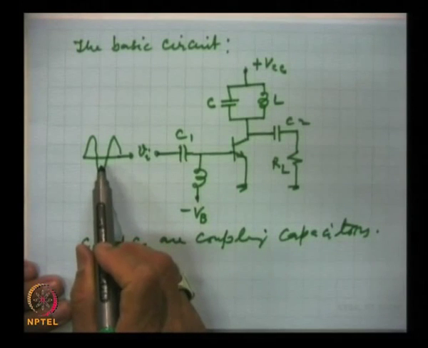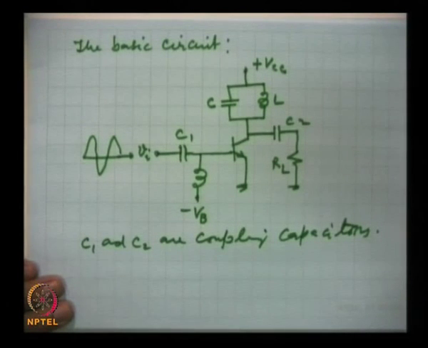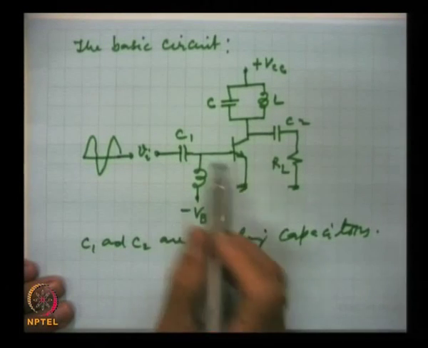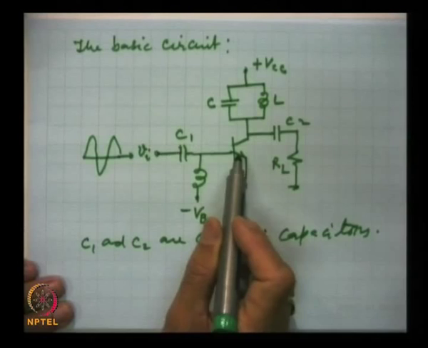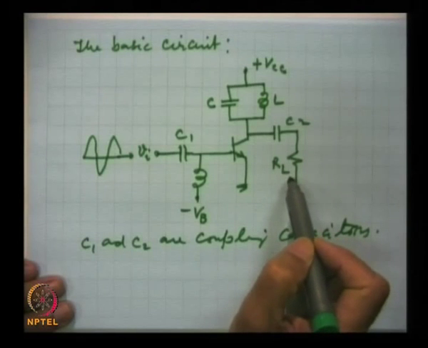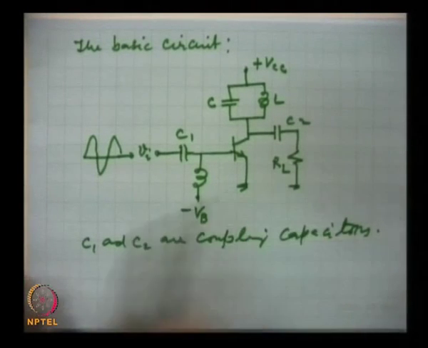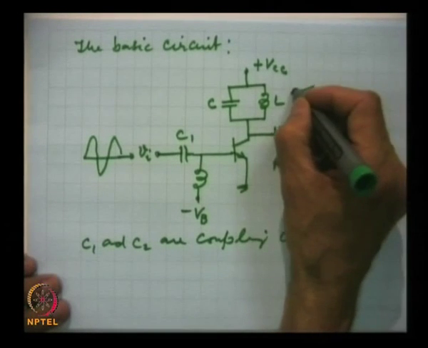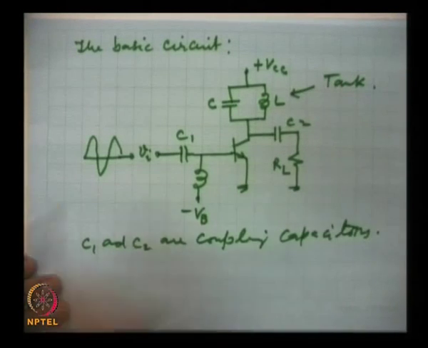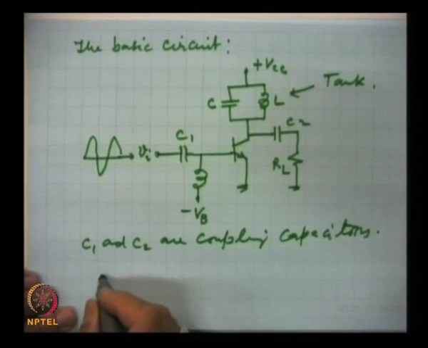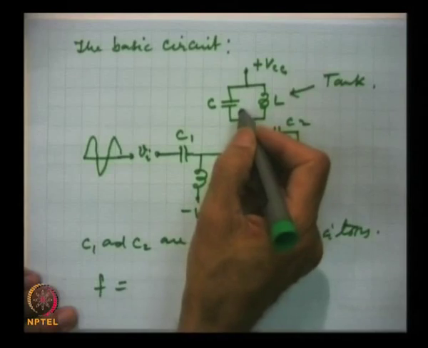This input signal, which for simplicity we will take as a sinusoidal signal, and in practice also sinusoidal input signals are used with class C operation, is coupled to the amplifier. The power is coupled to the load RL through another capacitor, C2, and this is the tank circuit. This is tuned to the signal frequency f, the resonance frequency for the tank.